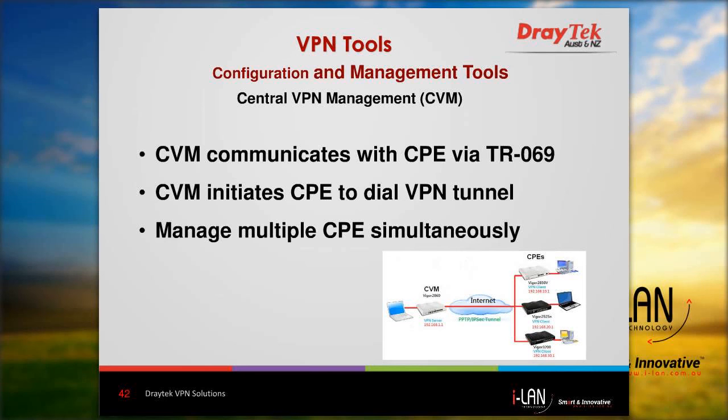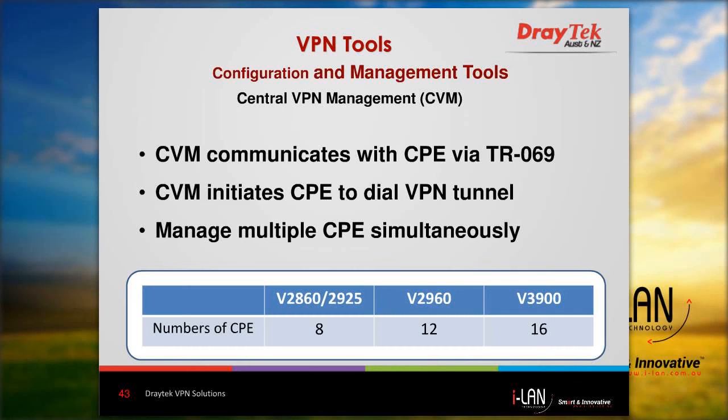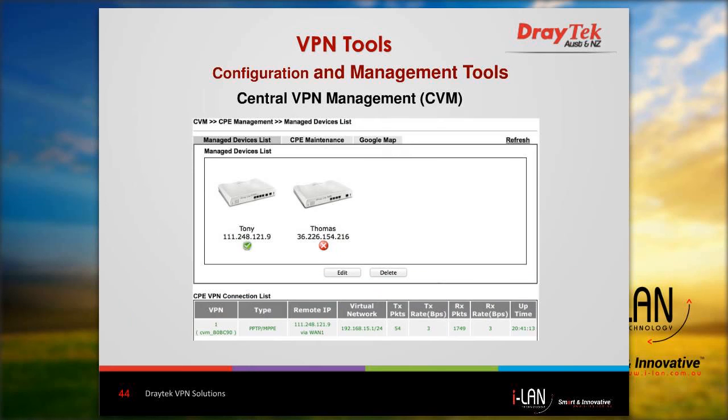And also Central VPN Management will manage multiple CPE devices simultaneously. The number of CPE devices supported is determined by the router model. The VIGA 2860 and VIGA 2925 each support 8 CPE devices. The VIGA 2960 supports 12 CPE devices, and the 3900 supports 16 CPE devices. So it becomes like a centralized management system for VPN.